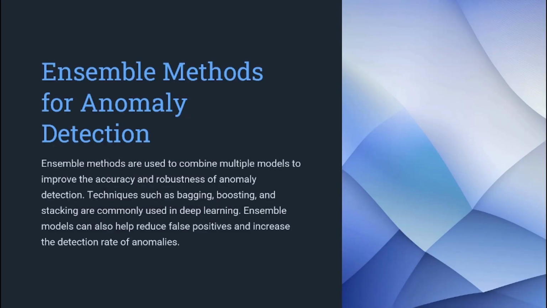Before starting with the deep learning model that we built, let's learn various other methods that can be used for anomaly detection. Ensemble methods for anomaly detection are used to combine multiple models to improve the accuracy and robustness of anomaly detection. Techniques such as bagging, boosting, and stacking are commonly used. Ensemble models also help reduce false positives and increase the detection rate of anomalies.